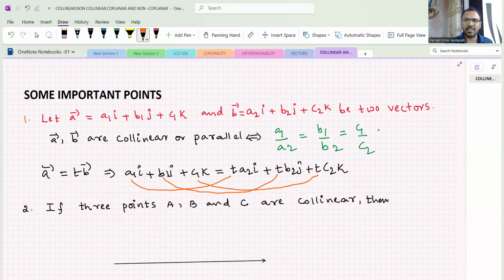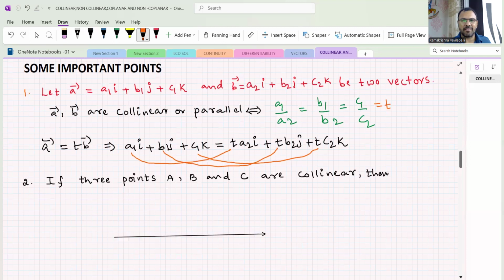That we get this is equal to something. So remember, two vectors are collinear if the ratio of their scalar components of i, j, and k are equal. Now, how to do it when three points are given?